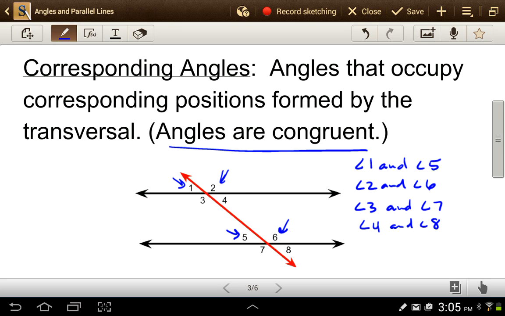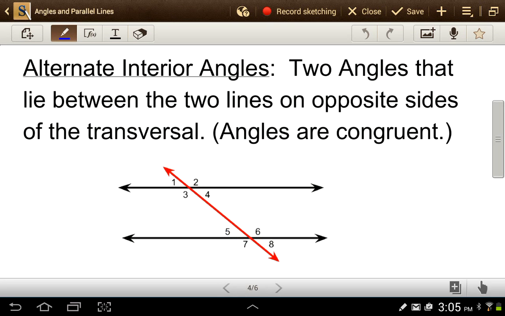Okay, if you need to pause this, go ahead, make sure you have it written down. Otherwise, I'm moving on to the next example. In our next example, we have alternate interior angles. Now, that interior is an important word. The definition basically tells us what we have here. It's 2 angles that lie between the two lines, so between the opposite lines, on opposite sides of the transversal. So the alternating is the opposite sides. The interior means it's between the parallel lines. So this is going to be angle 3 and angle 6.